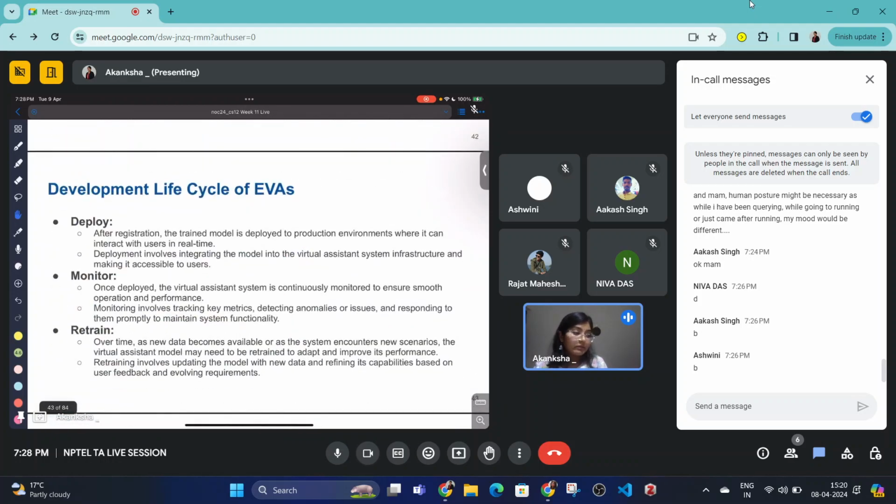Then comes the development life cycle of EVAs. Oh, sorry. Okay, sorry.